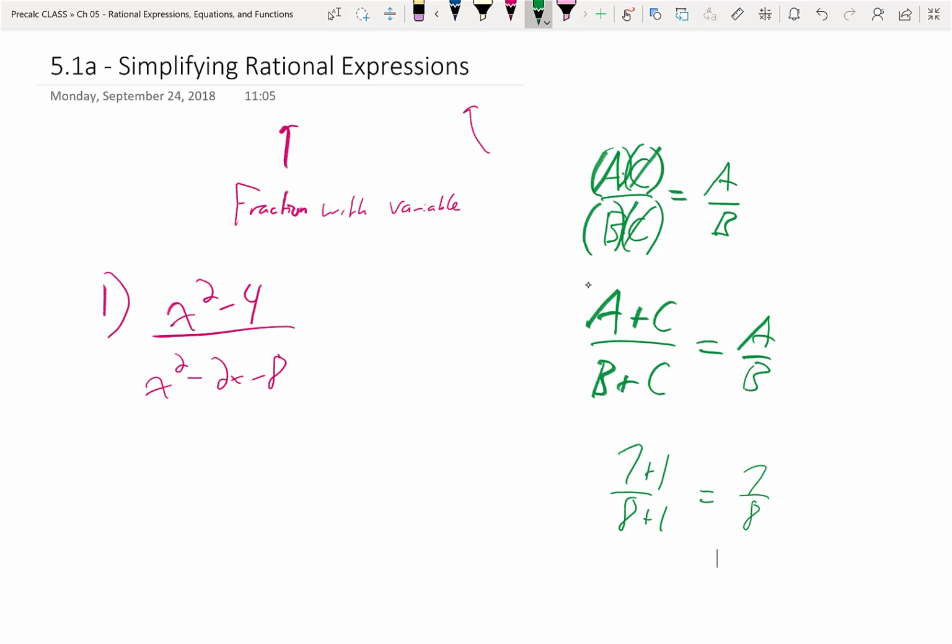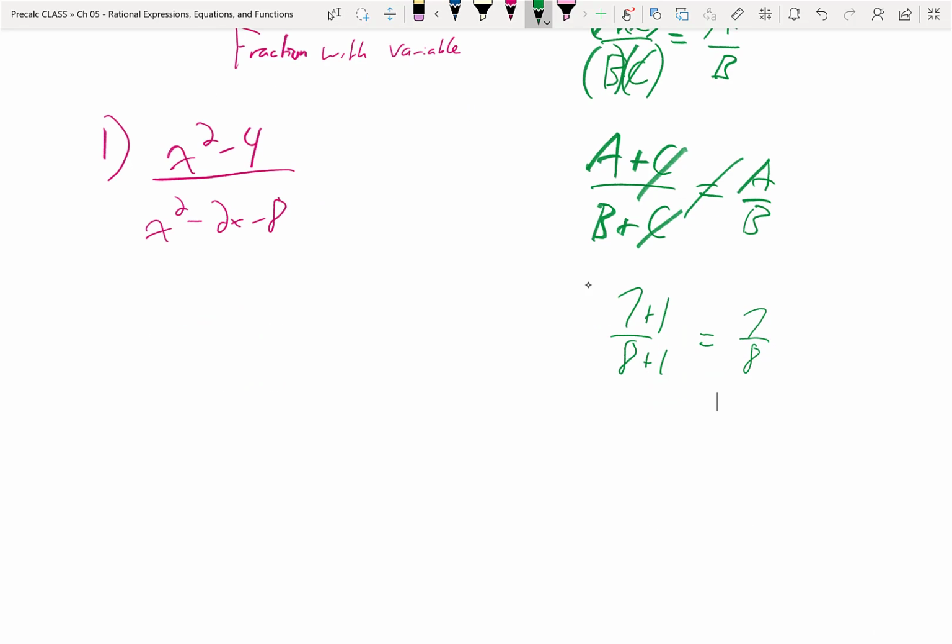I see this when you cancel like that. I see that as a mistake in order of operations. Because what you're doing is you're using canceling, which is a division operation, to undo addition, and that doesn't make sense. It's very similar to when I have x plus 5 is equal to 25, and I have someone divide by 5 and say that x is equal to 5. Like, that's not the right operation to undo what's happening.